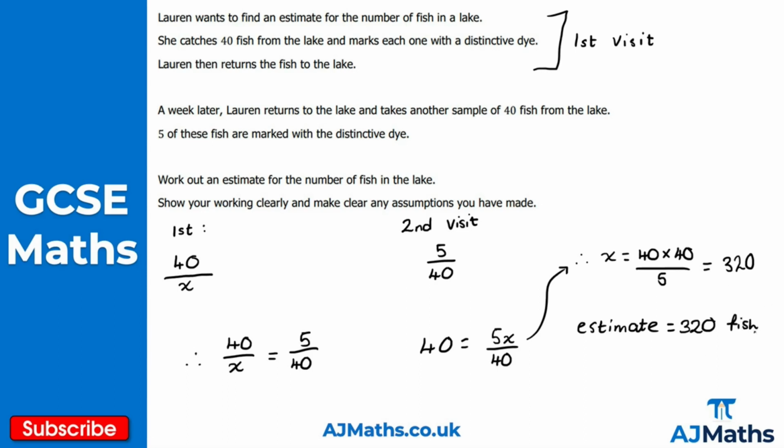That's our solution. All we need to do now is make clear any assumptions that we've made. And the only real assumption here is that the dye hasn't run off the fish, or the dye hasn't disappeared, basically. So the assumption is the dye hasn't gone, or it hasn't run. And there we have it. That's our assumption. That's our solution for the estimate of the number of fish in the lake. And that gives us the solution to question 1.